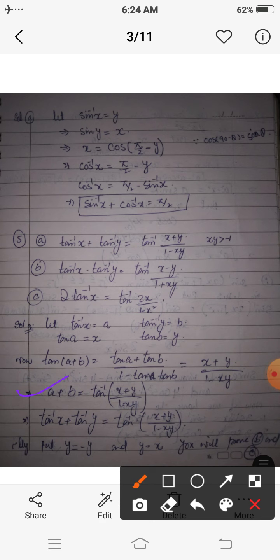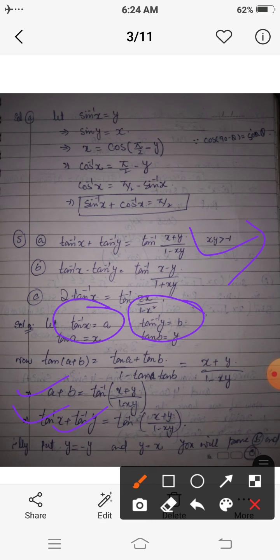Now here we will again use a equals tan inverse x, b equals tan inverse y, which implies that tan inverse x plus tan inverse y is tan inverse of (x plus y) upon (1 minus xy). So this is part a, where xy is less than 1.